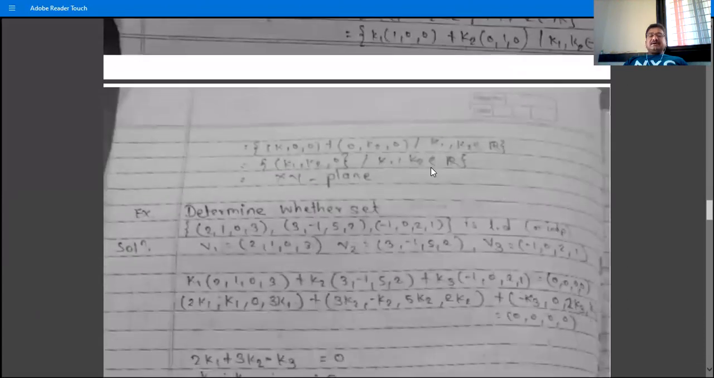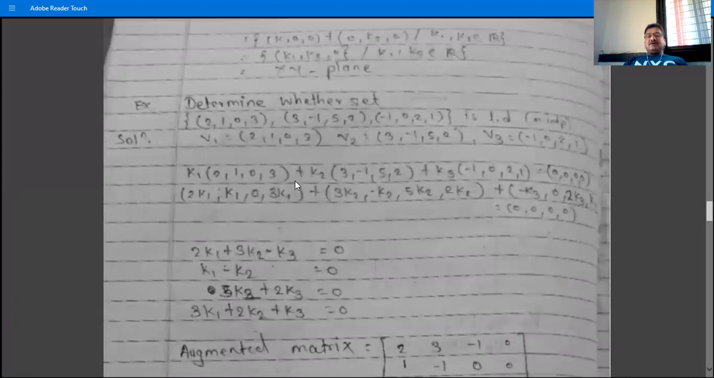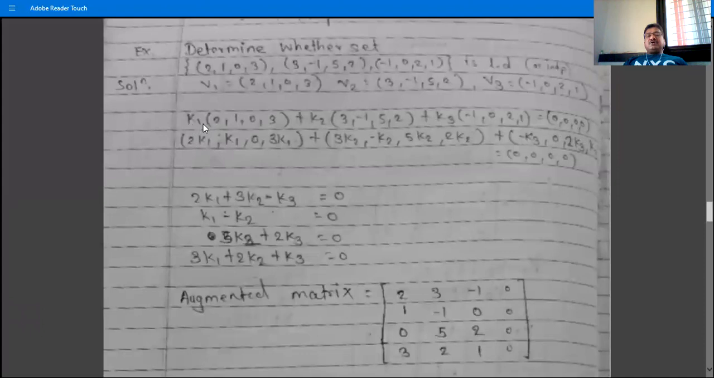And then write this equation: K1 into V1, substitute V1, V2, V3, and 0 bar is the 4-tuple 0, 0, 0, 0. And then apply the definition of scalar multiplication. We have this, and then add these three vectors. So write one more step here: in round brackets, 2K1 plus 3K2 minus K3, comma, K1 minus K2 plus 0, that is K1 minus K2, comma, 5K2 plus 2K3, comma, 3K1 plus 2K2 plus K3. And then this is equal to (0, 0, 0, 0).